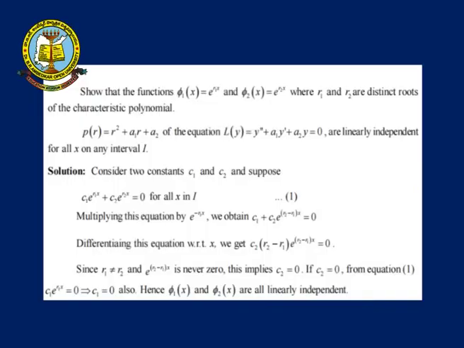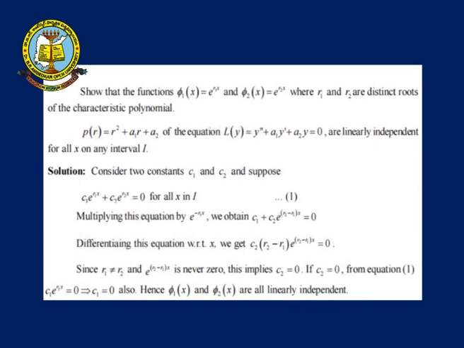Now here is an example. If I take phi of x equal to c1 e to the power of m1x plus c2 e to the power of m2x, where p of x is the auxiliary equation r square plus a1 r plus a2, then the linear differential equation is y double dash plus a1 y dash plus a2 y equal to 0. It is linearly independent.